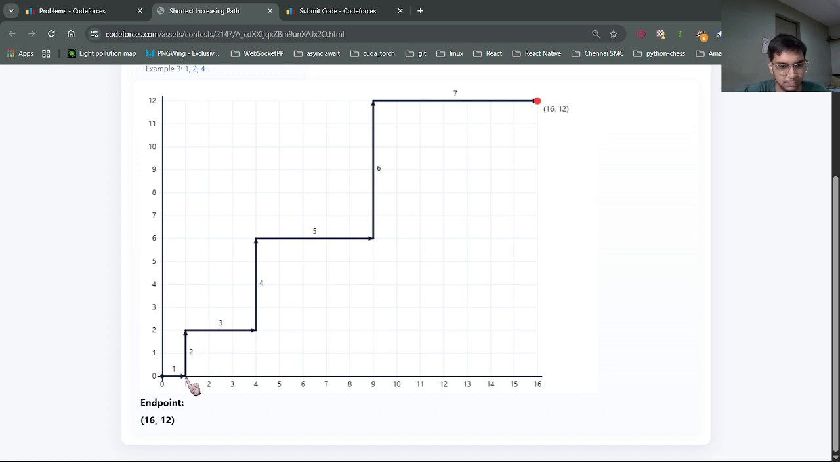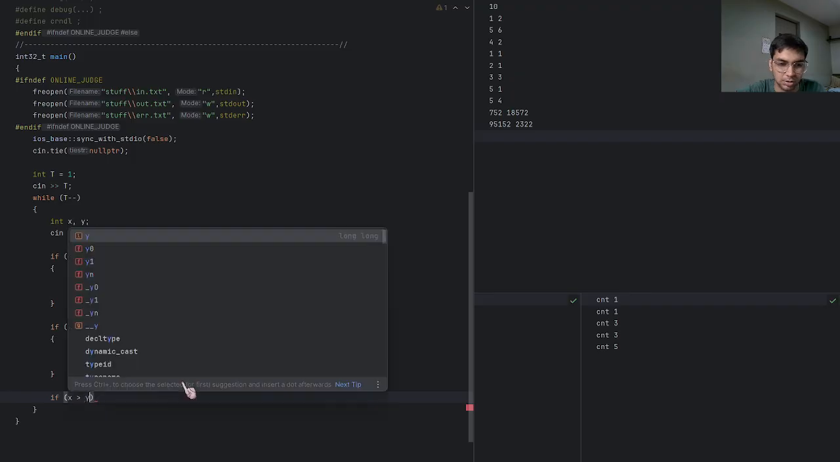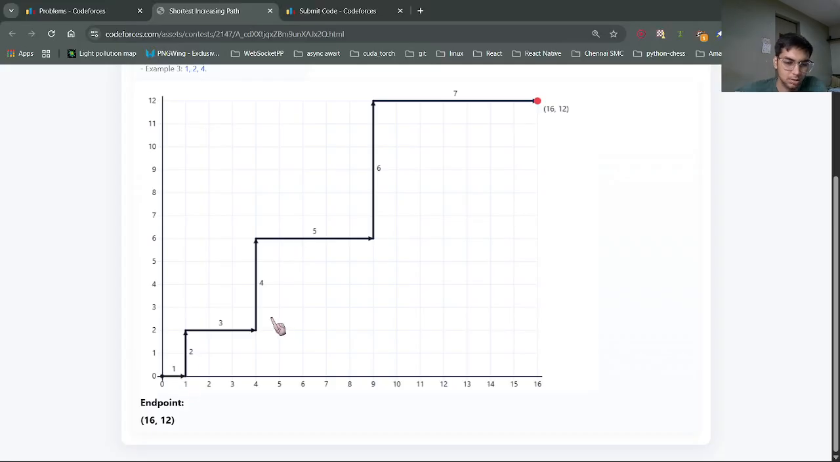Well, then the answer simply becomes x plus y, right? Is there any other check that we need to perform? I don't know why I'm doing this weird continue thing. What if it's here? Then also 1, 2, 3. 1, 2, 3. Oh shit. Okay, 1, 2, 3. Okay, it's right. So okay, that makes sense.